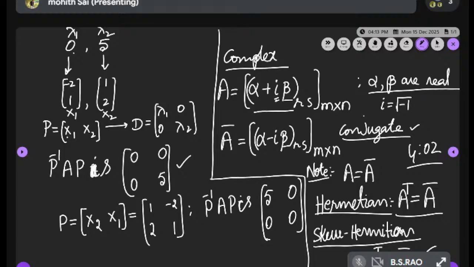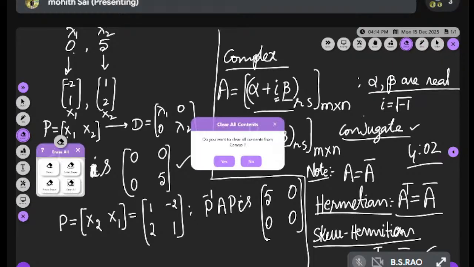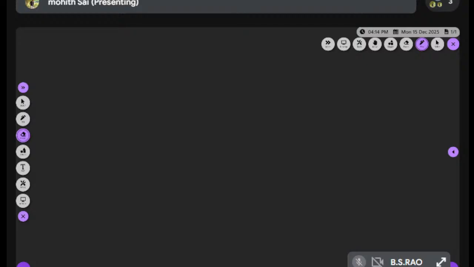Please write that. The eigenvalues of a skew Hermitian matrix are always either zeros or purely imaginary.